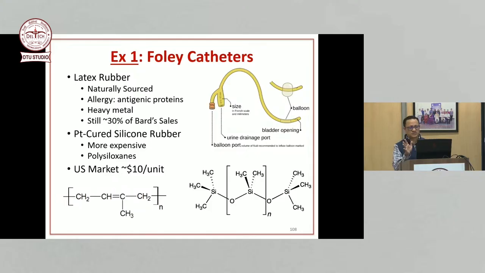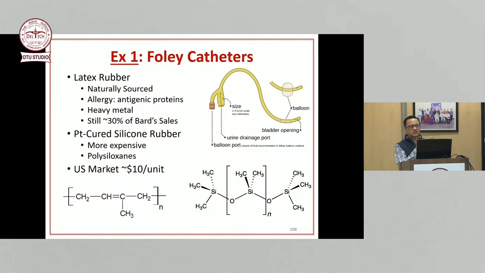So huge problem. In the US market, it's around approximately $10 per unit for a urinary catheter. It might be a little bit less, a little bit more, just to give you an idea. This is how a urinary catheter looks. And again, when we talk about urinary catheters, I can show you a video also. But to give you an idea, there's that balloon and this balloon port.